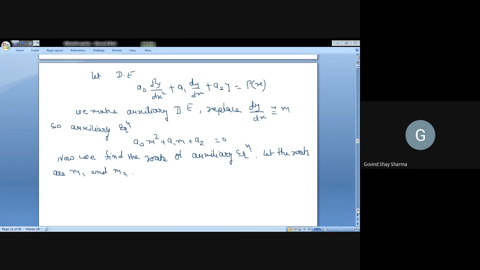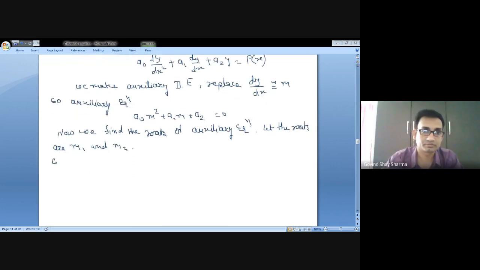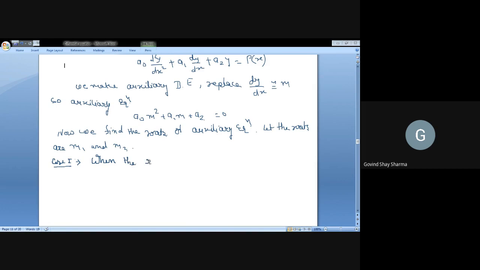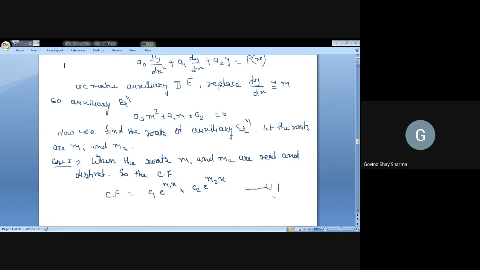Case 1: when the roots m1 and m2 are real and distinct. So the CF we will write as c1 e to the power m1 x plus c2 e to the power m2 x. When the roots are different and real, we write c1 e^(m1 x) plus c2 e^(m2 x).